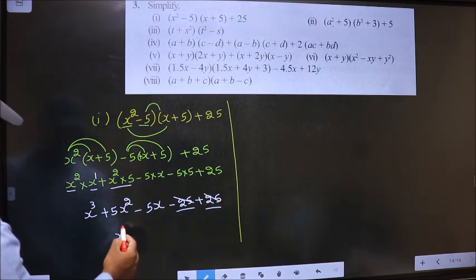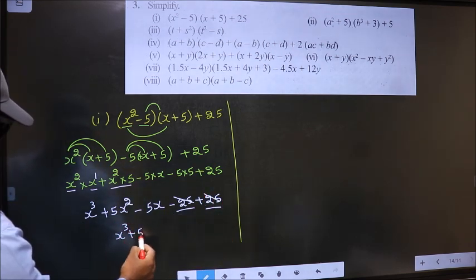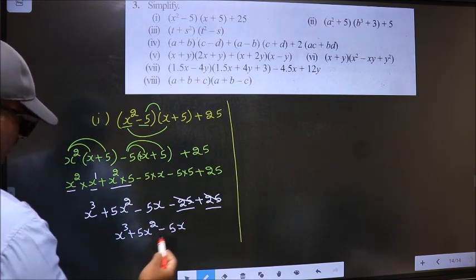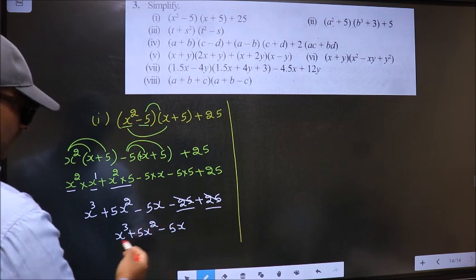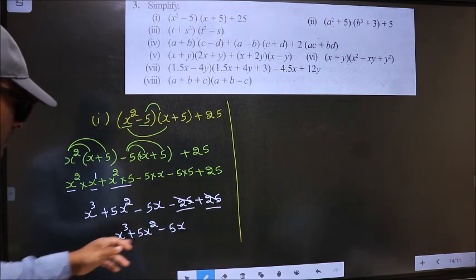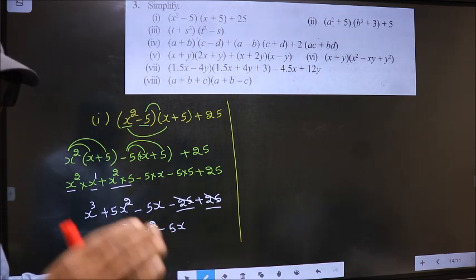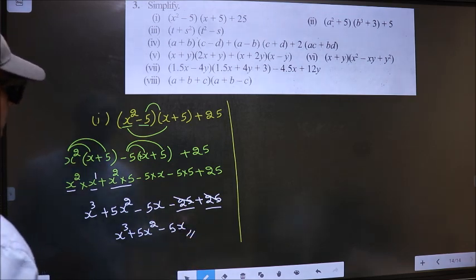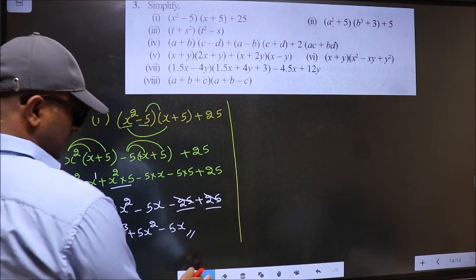So we are left with x cube plus 5x square minus 5x. We don't have any like terms, so this cannot be simplified further. So this is our answer. Now second bit.